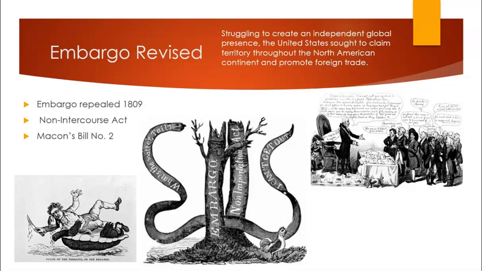So the following year, Congress passed Macon's Bill No. 2, which would resume normal trade between the U.S. and both Britain and France. But in it, there was a provision that if either of those two countries agreed to formally respect U.S. neutral rights at sea, then the U.S. would immediately reinstate the embargo against the other one.